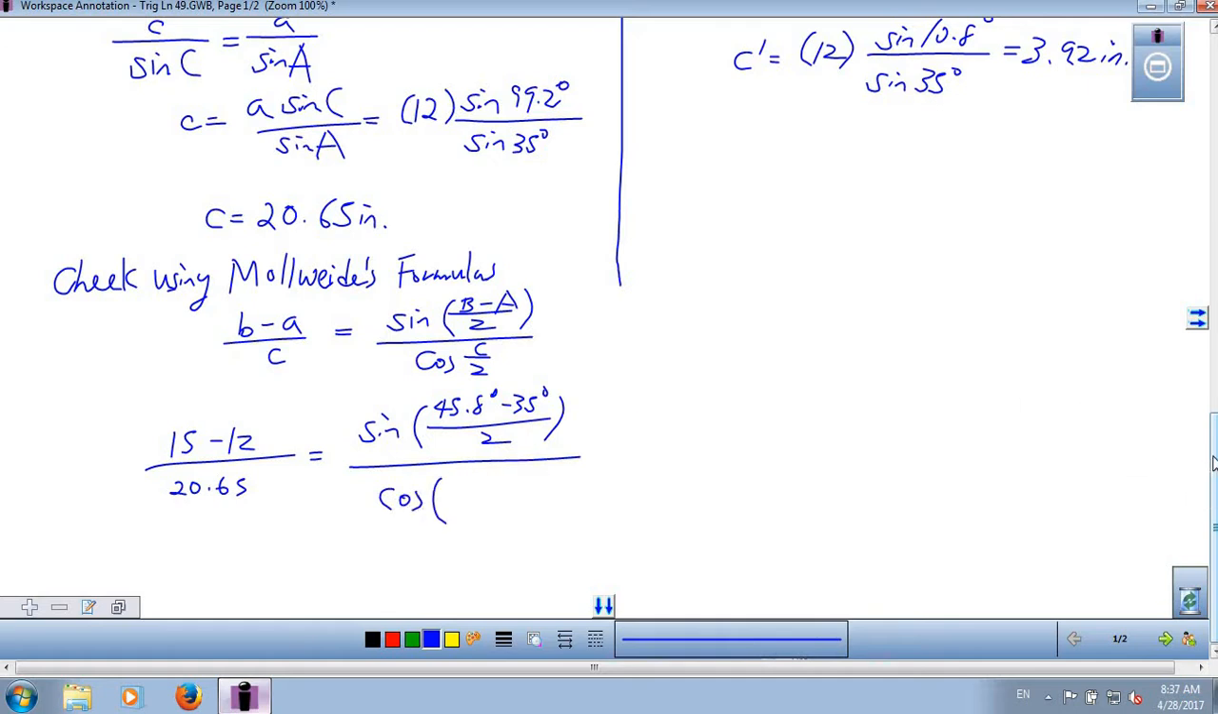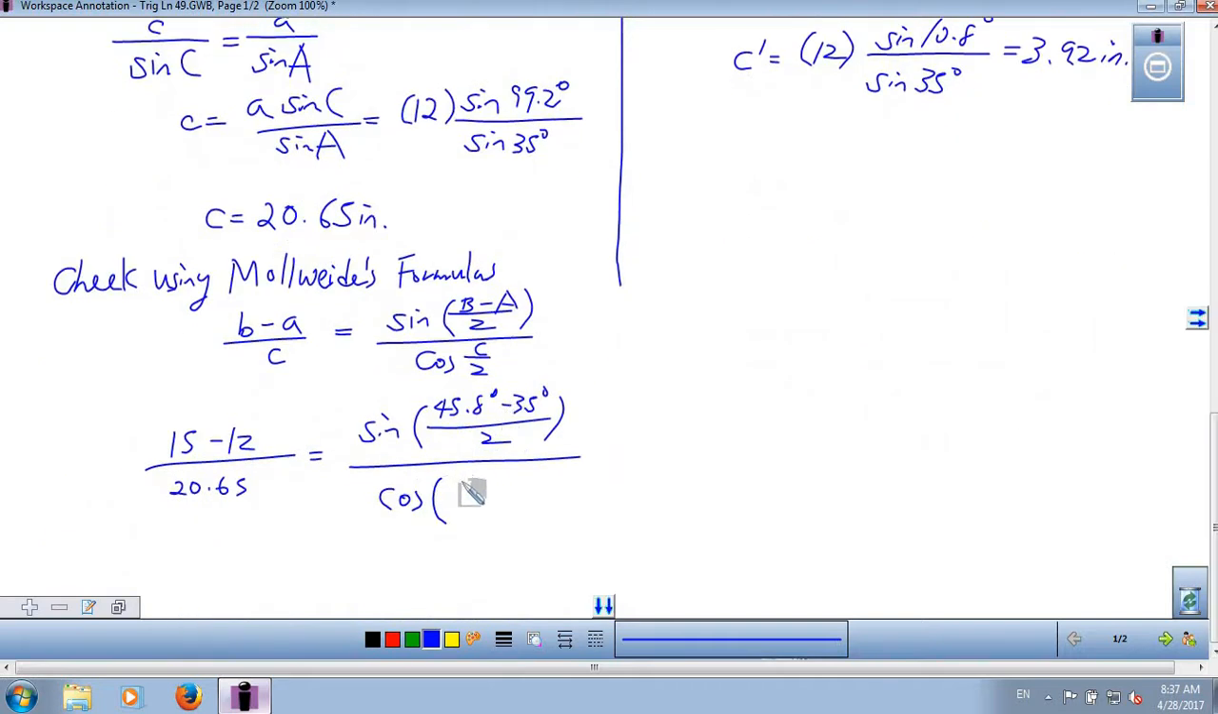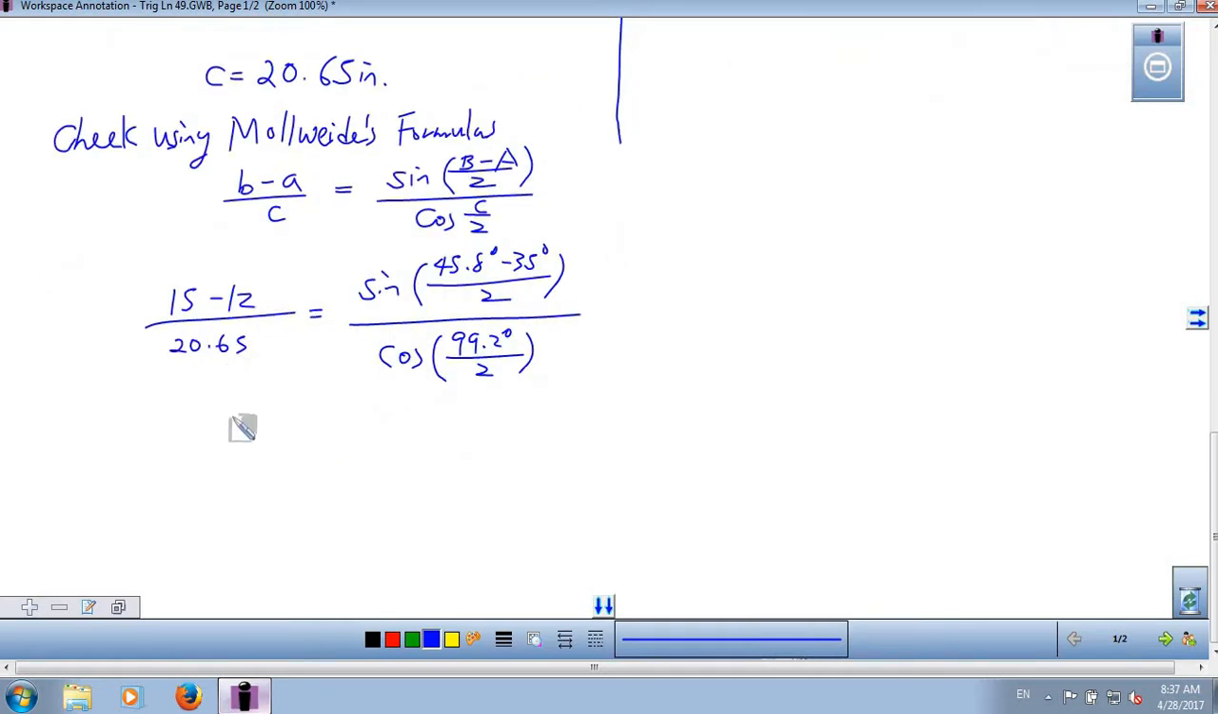Now what was angle C here? Angle C was 99.2. 99.2 degrees divided by 2. Okay, so let me go ahead and find out what that is. 15 minus 12 divided by 20.65. So it's about 0.1452, 0.1453.